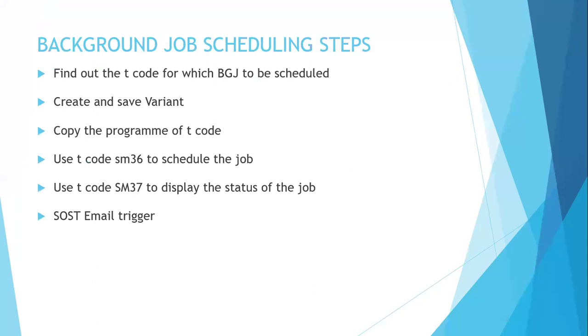Suppose we are going to schedule a background job. First, we have to find out the T code. From the PP side, suppose I want to trigger the background job for MRP live or for the COIS report. From the MM side, I can trigger the background job for the MB52 report. For the sales order side, the BA05 report. From the quality side, I can trigger it from QA32.